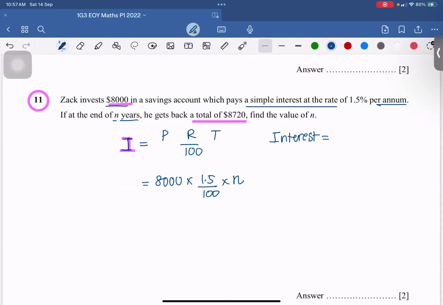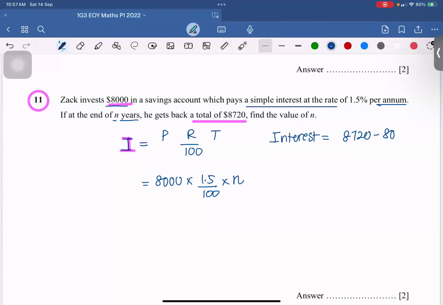Nobody answer me. Come on, I still got so many questions to go through. Hurry up. I started with 8,000, I ended up with 8,720. How much is the interest? 120? No, not 120. Yes, thank you.